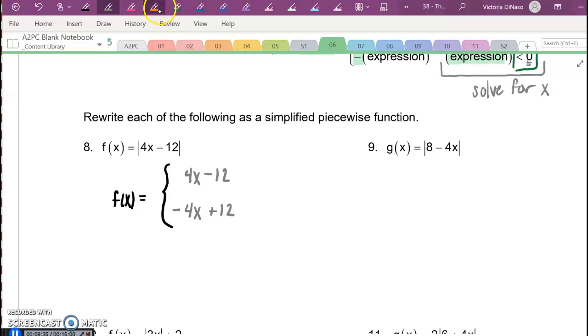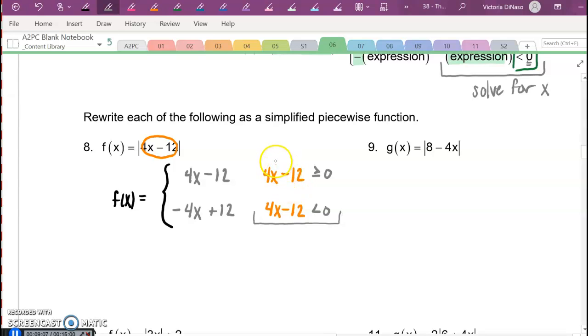All right, then we're going to have to write out the inequalities. So you're going to take just 4x minus 12. We're going to put it on top and the bottom. On top, we're going to have greater than or equal to 0, and then on the bottom, we're going to have less than 0. All right, we're almost done. You just have to solve and rewrite this part. We've already simplified 4x minus 12 and negative 4x plus 12. You can't do anything with that.